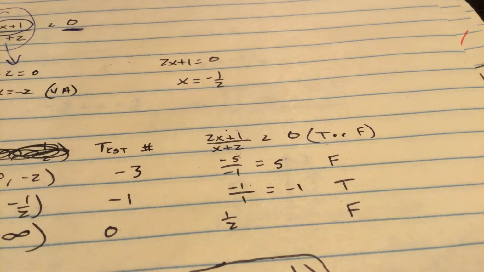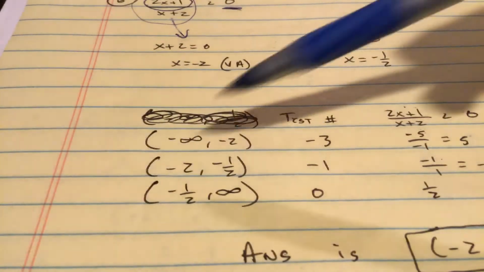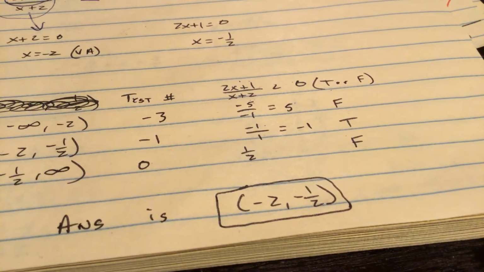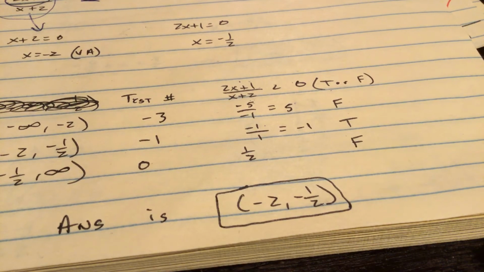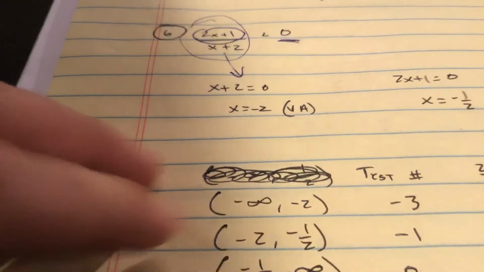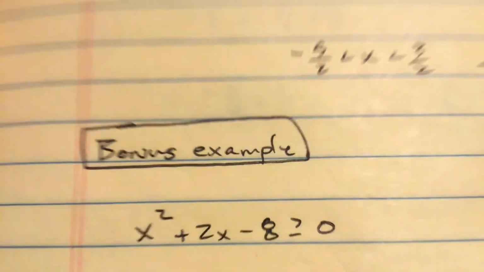So my single answer, when I got the true statement, is -2 to -1/2. That is my answer to the interval. Any x value from -2 to -1/2, not including both, will make that function less than 0. Those are more of a challenge, as is number 8 here.